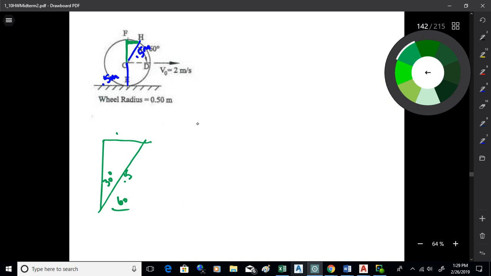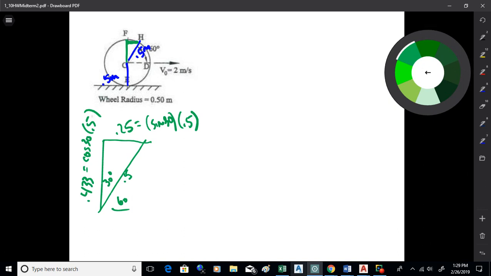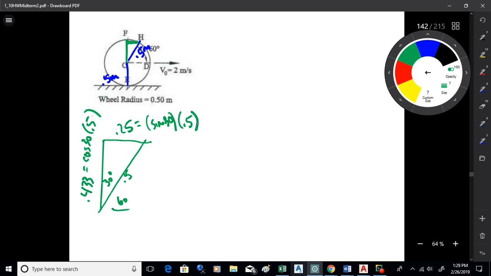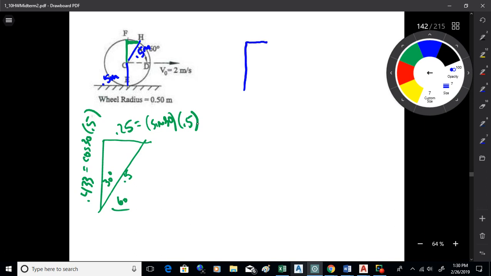So what you're going to do then is do the trig, and you're going to get 0.25 and 0.433. It's cosine 30 times 0.5, and 0.25 is sine of 30 times 0.5. So sine is the opposite side. Cosine is the adjacent side. If you take that information and put it all together, what you'll have from E to H is a triangle that looks like that. Now you've got 0.5 more, so this is 0.933 and this is 0.25 here.